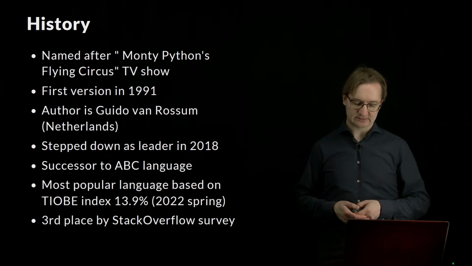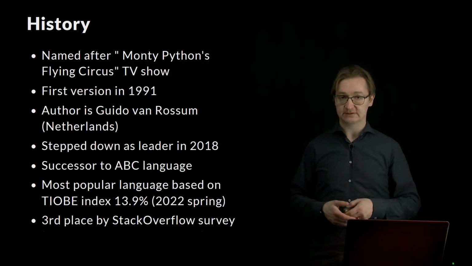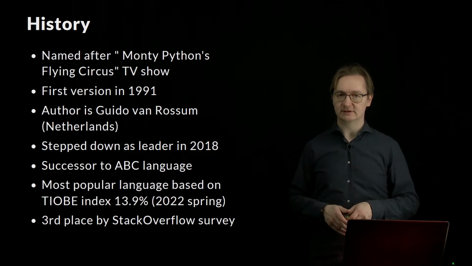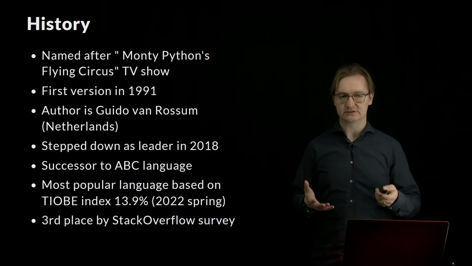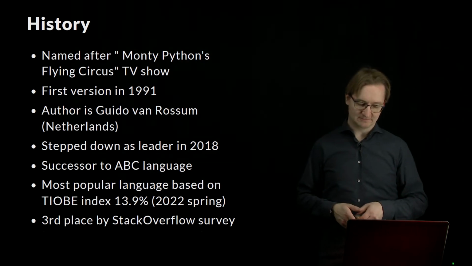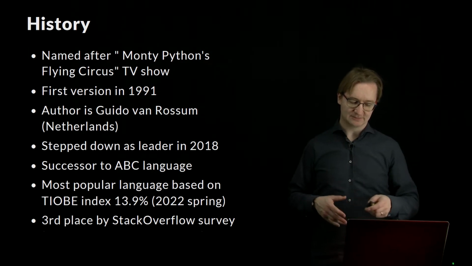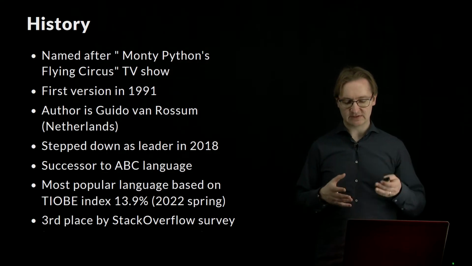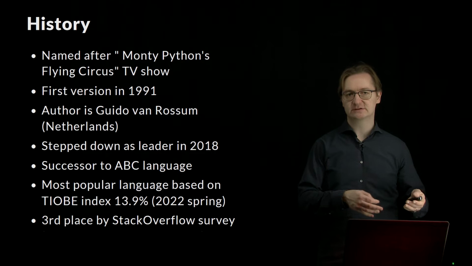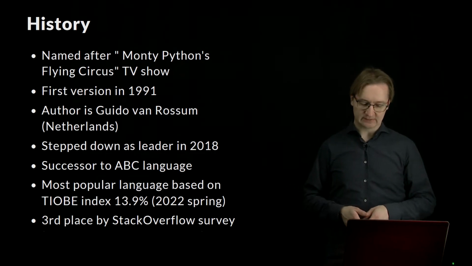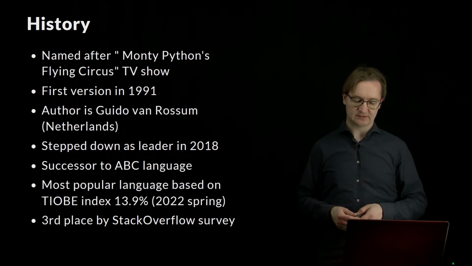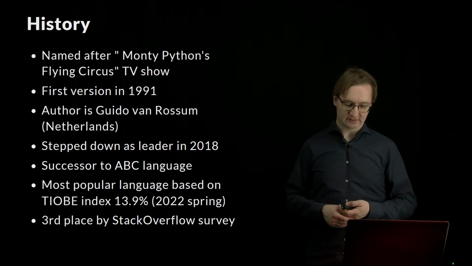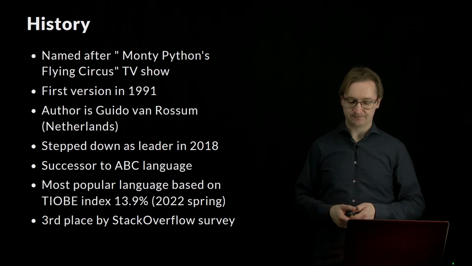And based on Stack Overflow, it is in third place. The Stack Overflow survey covers not only languages but also other technologies available to choose from, and it is based on the Stack Overflow users who have taken this survey. Python comes after JavaScript and HTML and CSS, and about 50% said that they like the Python language.